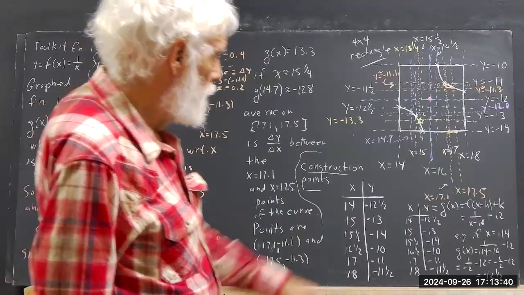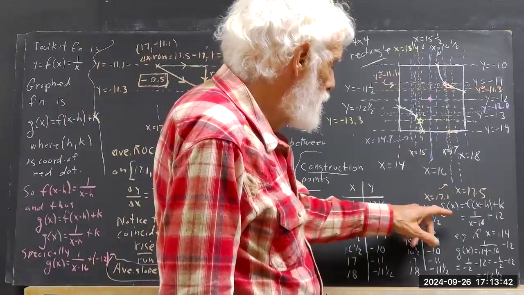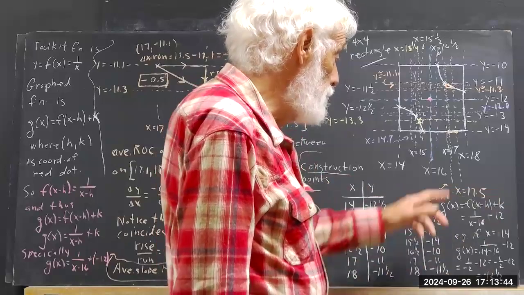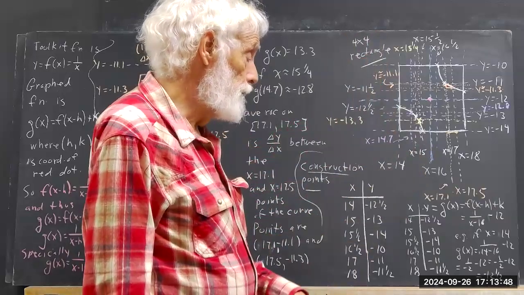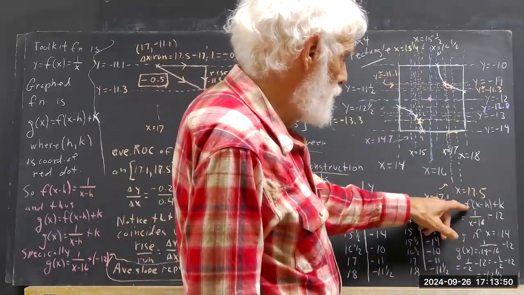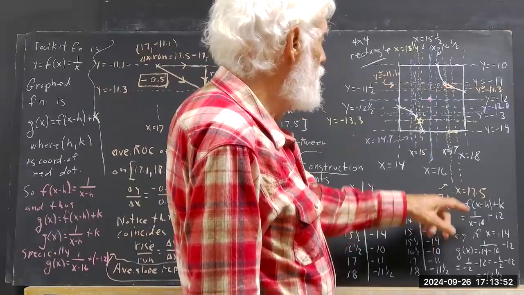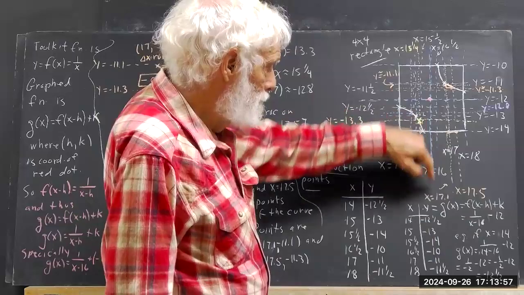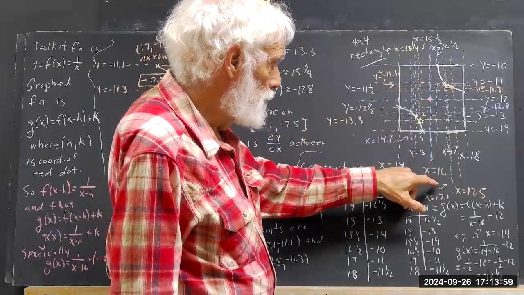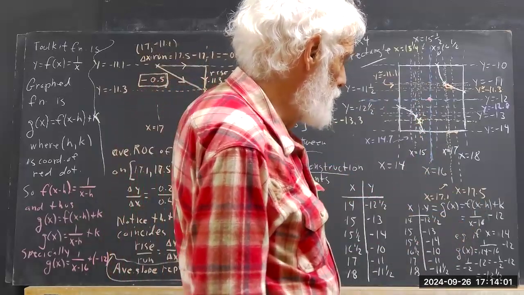And then here we use the f of x minus h plus k form of the function. It's the reciprocal function, one over x. So f of x minus h is one over x minus h. And h is, of course, the x coordinate of the red dot. Okay, x equals 16, so x minus h is x minus 16.